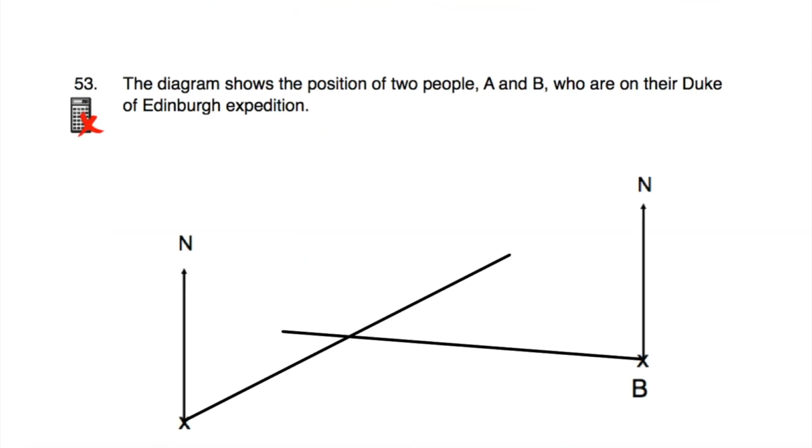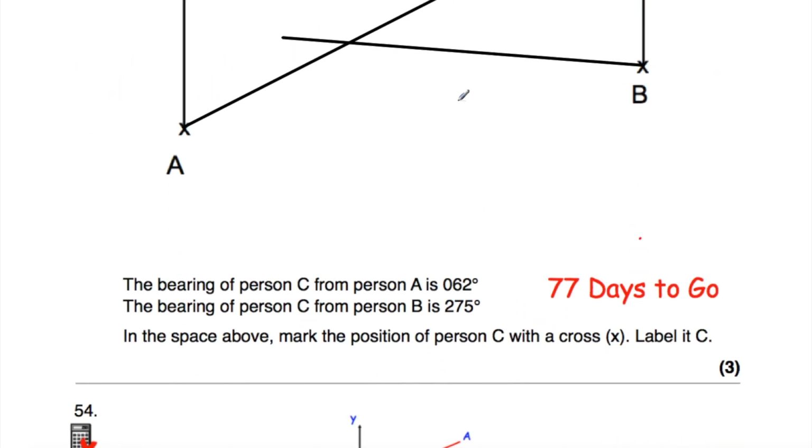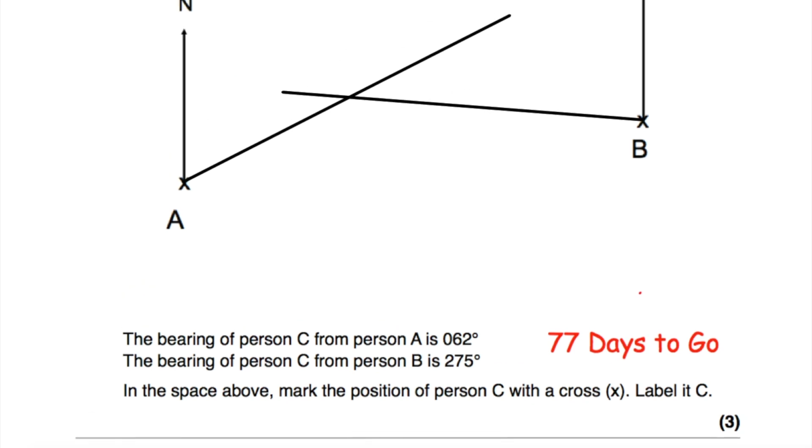Okay, so let's have a look at question number 53. I've actually drawn the lines for us, but let's just talk about it. We've got that person C is on a bearing of 062 degrees from person A. So there's person A. What I've done is I've got my protractor and I've measured 62 degrees, and that would be a bearing of 062 degrees. So that's 62 degrees there, and then I've put a little dot and I've drawn a line through it.